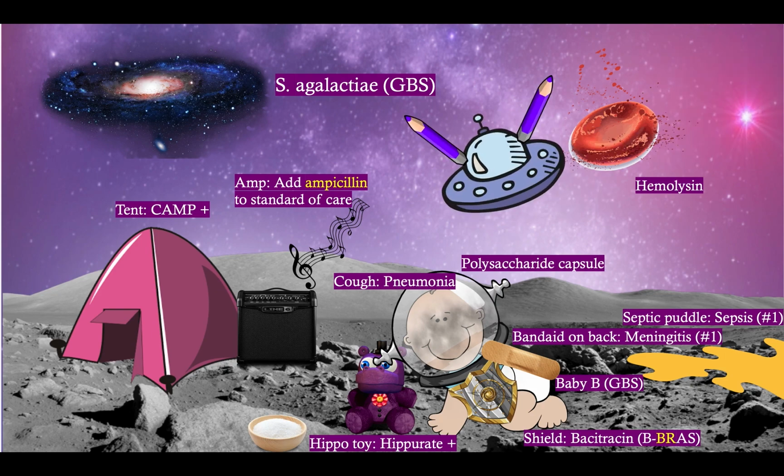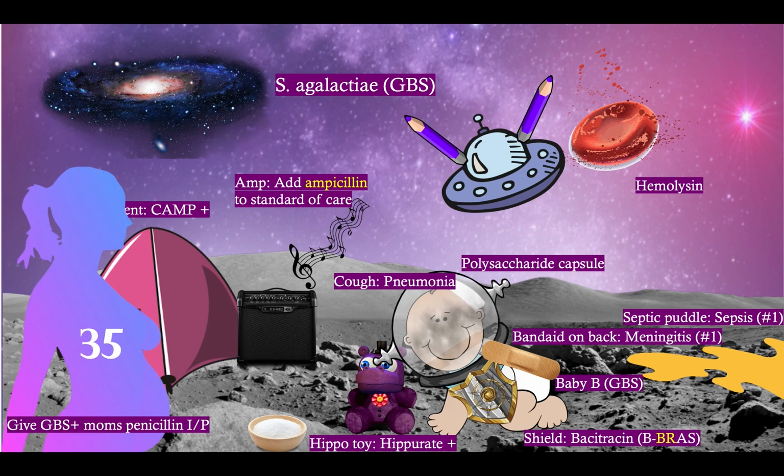Oh no, look who's coming. It's the mothership, the purple penicillin mothership. Purple pencils on the mothership. And who is in that mothership? Well, it's his mother. His mother is coming to the moon to pick up her baby. And his mother also happens to be pregnant.